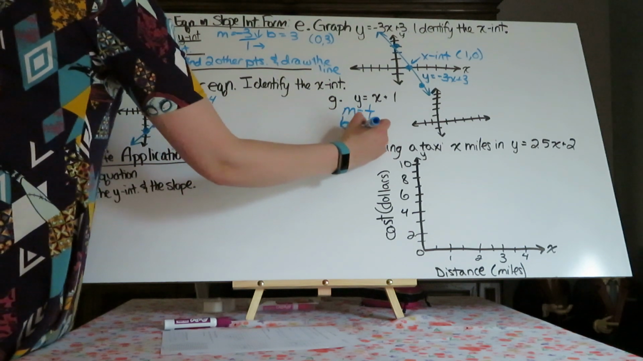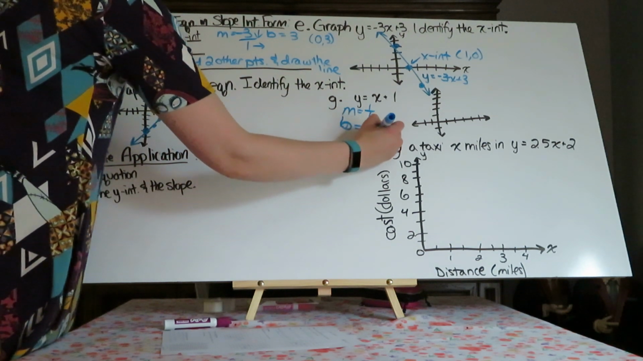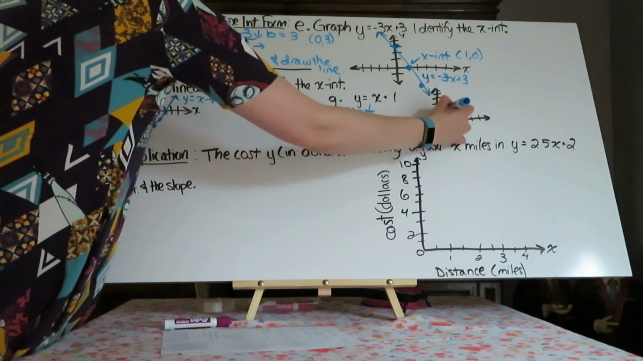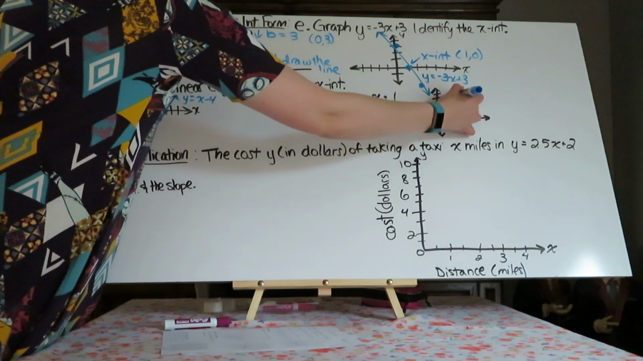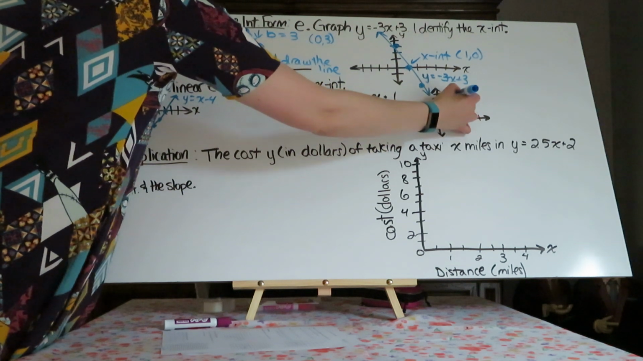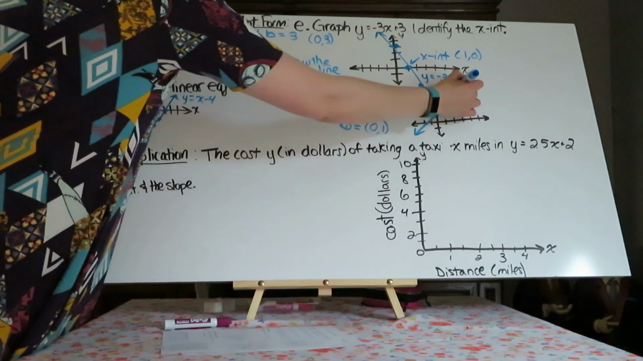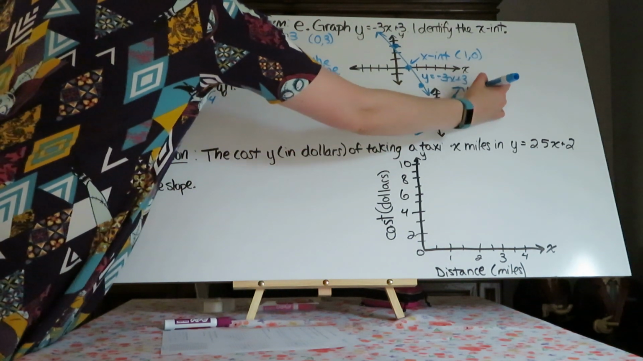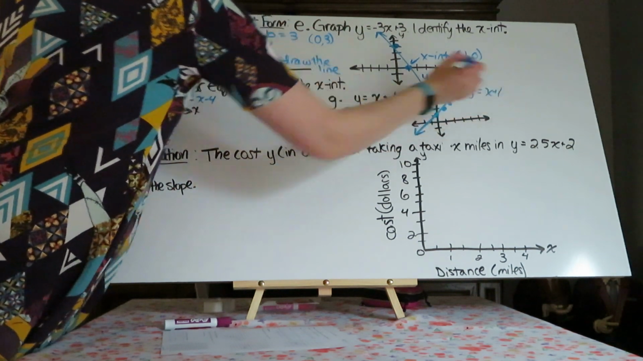Then letter G, our slope equals 1 divided by 1. Our y-intercept is going to be (0, 1). So I'm going to go to (0, 1). I'm going to go to the right 1, up 1, to the right 1, up 1, to the right 1, up 1. And then I'm going to graph my points, connect them with my line, and then write y equals x plus 1.